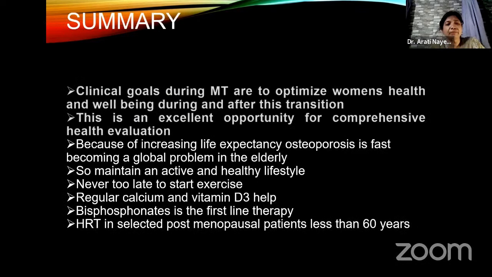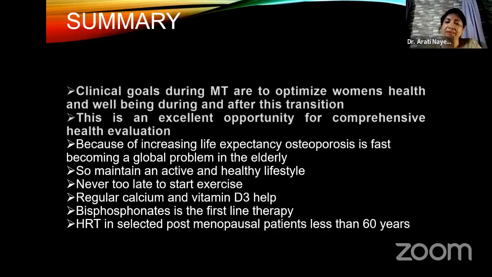So coming to the summary, clinical goals during menopausal transition are to optimize women's health and well-being during and after this transition. This is an excellent opportunity for comprehensive health evaluation. Because of increasing life expectancy, osteoporosis is fast becoming a global problem in the elderly. So maintain an active and healthy lifestyle. Never too late to start exercise. Regular calcium and vitamin D3 is helpful.